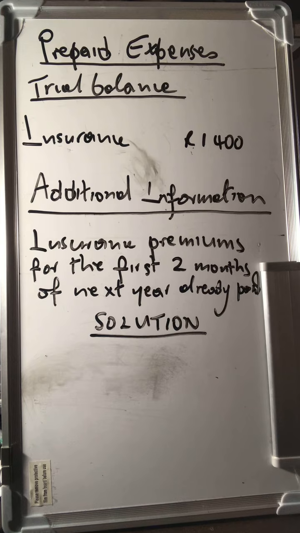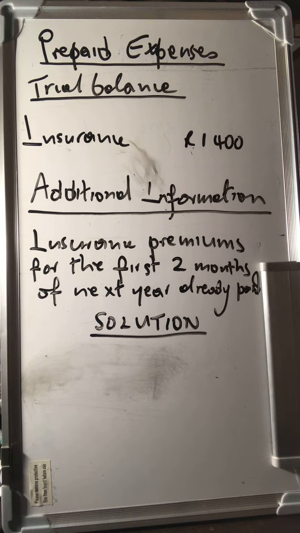Today we are dealing with prepaid expense. Prepaid expense is a current asset. So a financial year is made up of 12 months. Say your year starts on the 1st of January every year. That means it will end on the 31st of December every year.